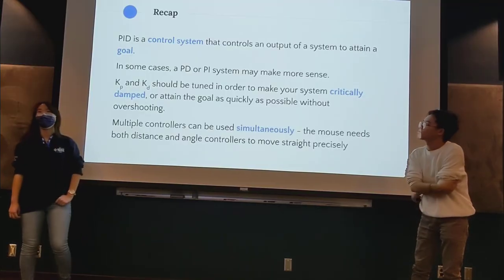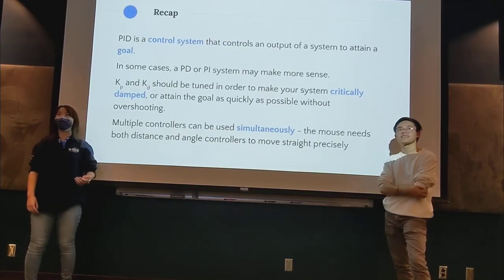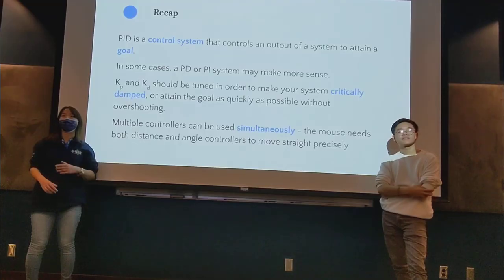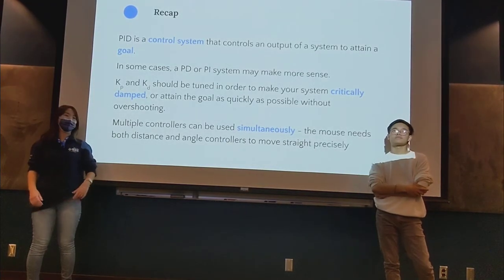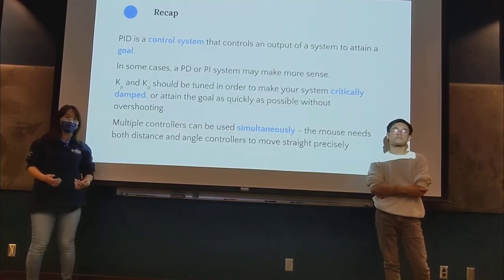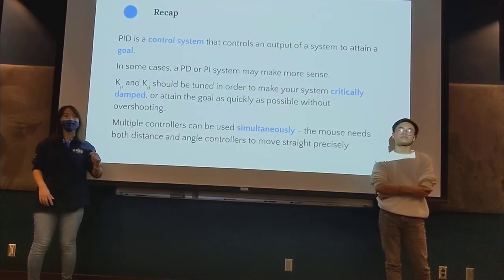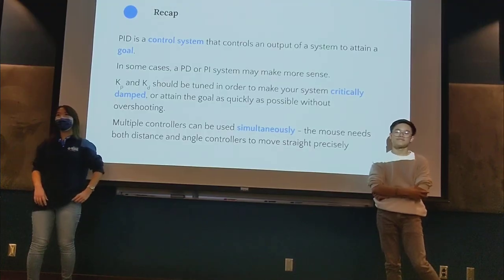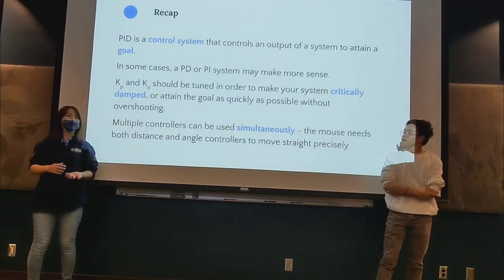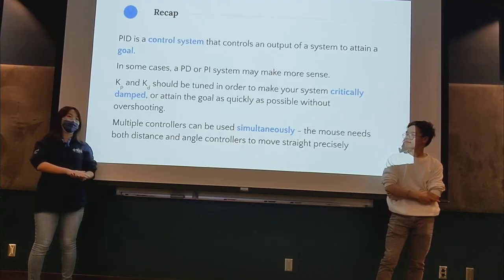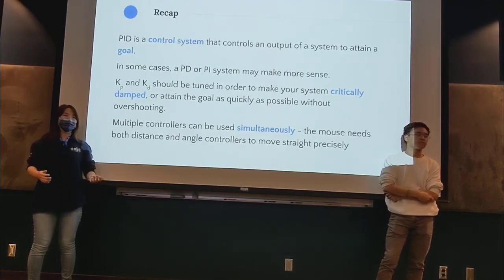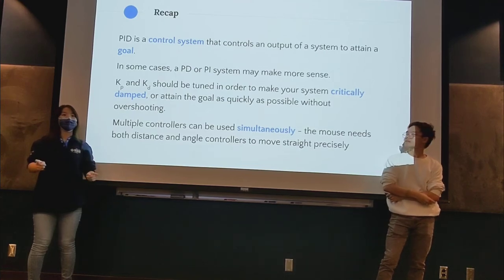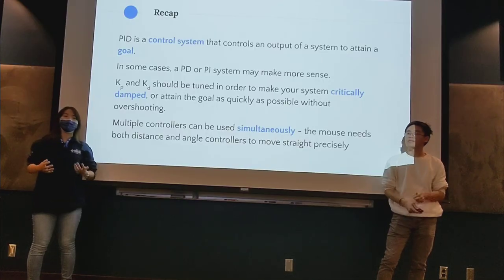And yeah, so just to recap, PID is the control system we'll be working with, and it controls the output of systems to attain a certain goal. In some cases, a PD or a PI system may make more sense, so you don't have to use all 3 subcontrollers. In Micromouse, we only use the P and the D subcontrollers. KP and KD should be tuned in order to make your system critically damped, so it reaches the goal in minimum time without overshooting. And multiple controllers could be used simultaneously, like we are using our distance controller and angle controller at the same time. That allows us to move precisely throughout the maze.